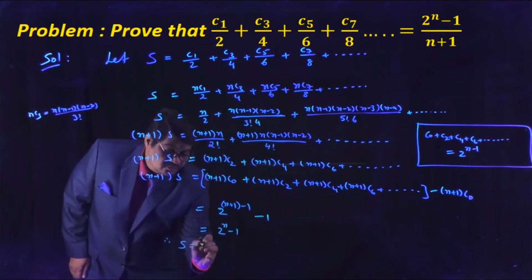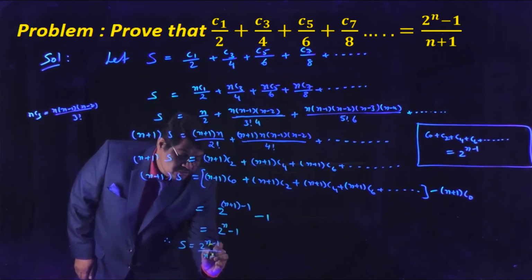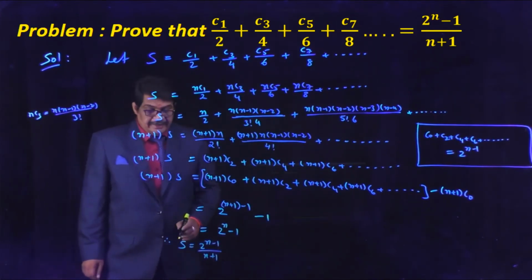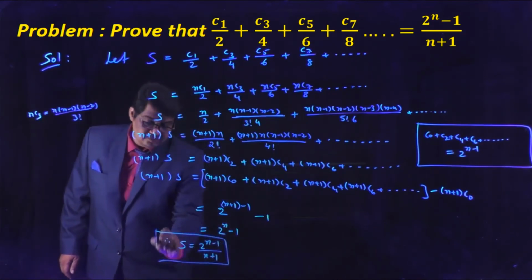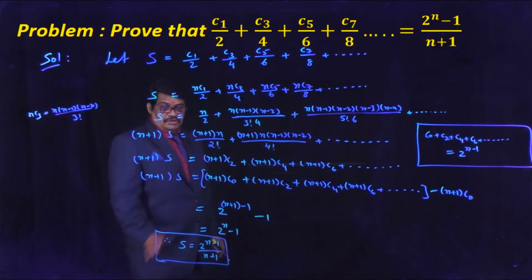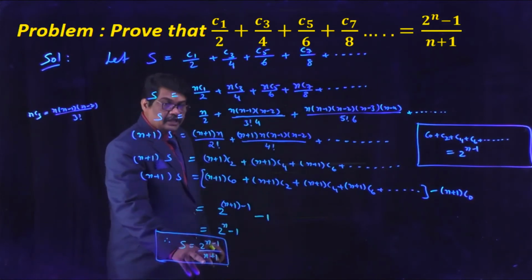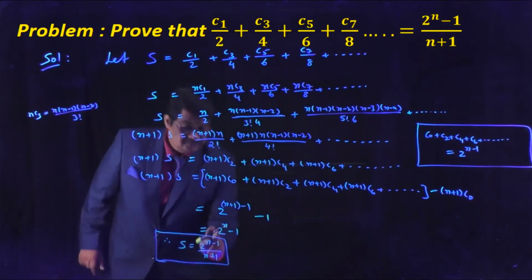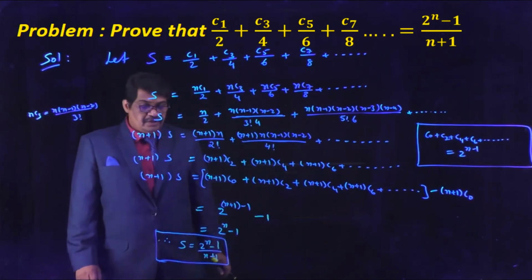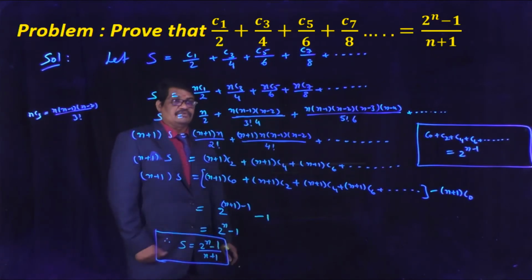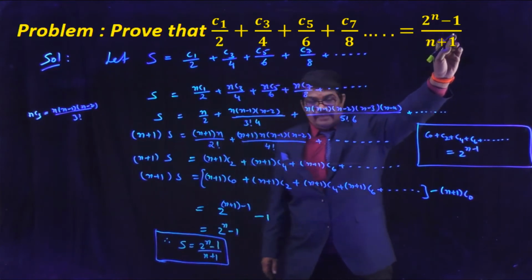Therefore, S is equal to 2 to the power of n minus 1 by, now this n plus 1 is moving to the RHS side. Then we are getting S is equal to 2 to the power of n minus 1 by n plus 1. So that is our required result, that is 2 to the power of n minus 1 by n plus 1.